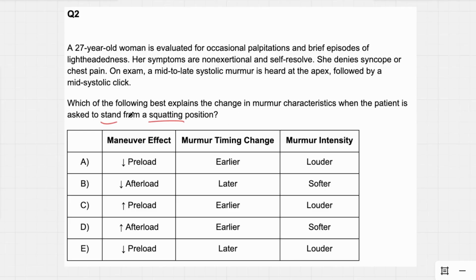Okay, and that's important. I read the last sentence, the question part, multiple times before I pick an answer because they are intentionally tricky with their questions. I don't really need to look at these. I just need to know what the murmur is. And very briefly here, if you skim this, you see it right away. Mid to late systolic murmur heard at the apex, followed by a mid systolic click.